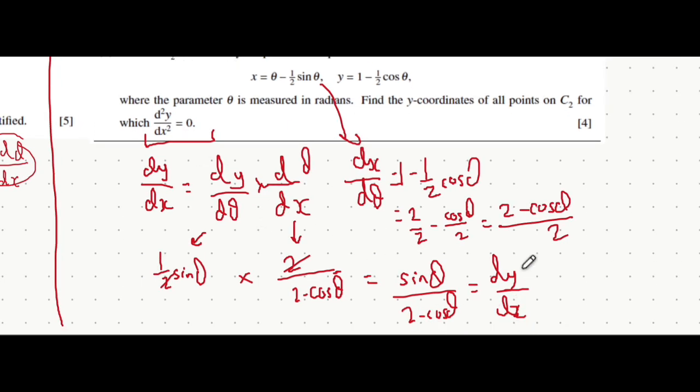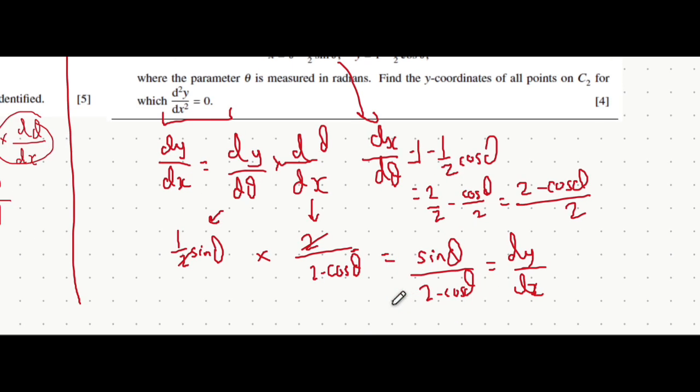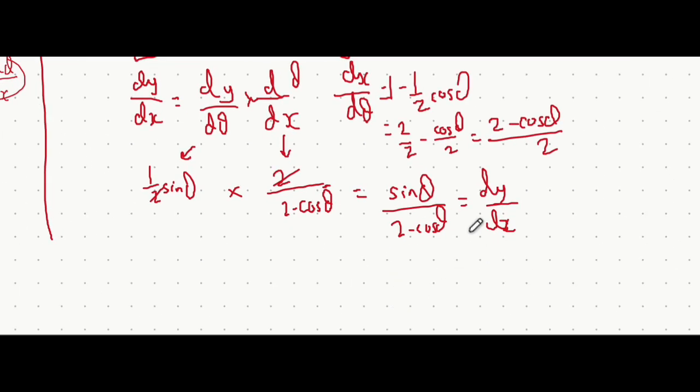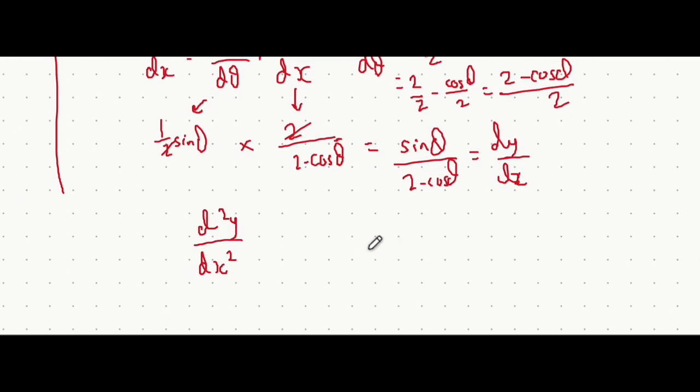You have to now differentiate this dy dx with respect to x. But the thing is, there is no term with respect to x here. So what do we do? What makes this question so unique? We do still have to use dy dx. And let's write out d squared y over dx squared. Let's think about how. The only thing we can do is differentiate this with respect to theta.